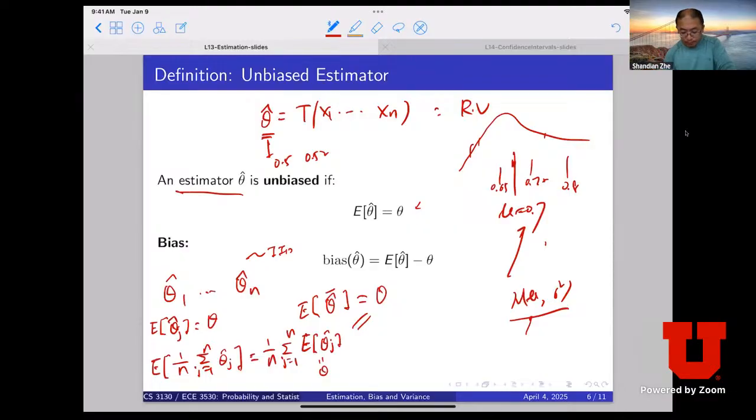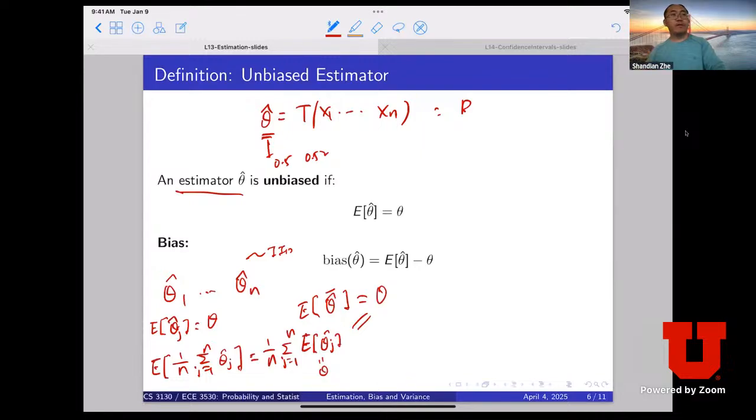And now we should recall the central limit theorem we discussed before. What is the central limit theorem?